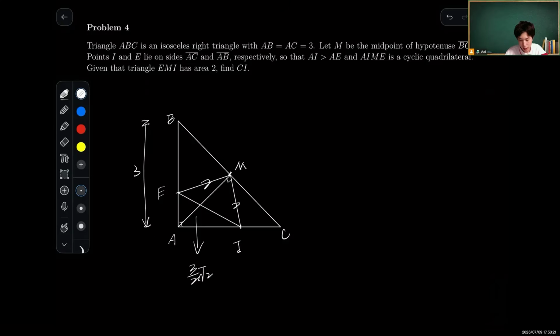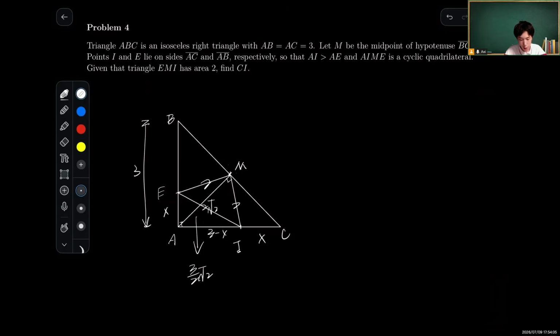And of course, now you can set some variables. If AE is equal to x, then CI is also equal to x. AI then is 3 minus x. And of course, you also have EI, which is equal to 2 times square root of 2. So basically, every length is represented in this cyclic quadrilateral.